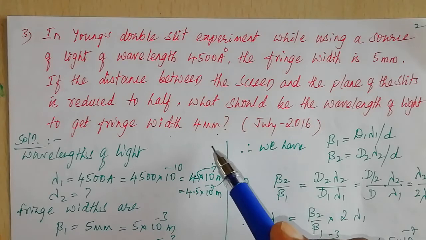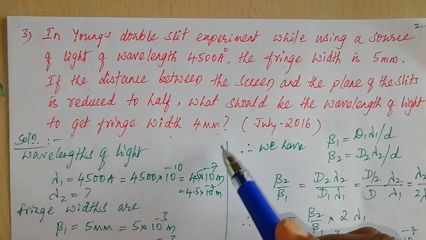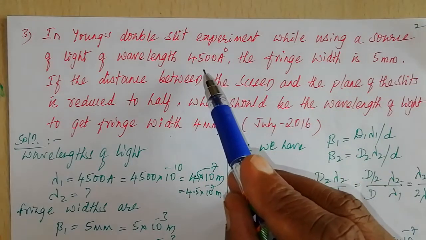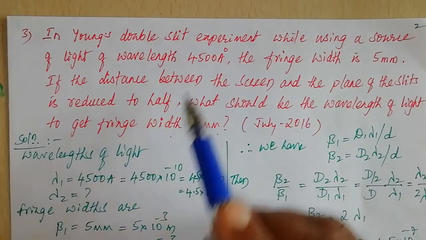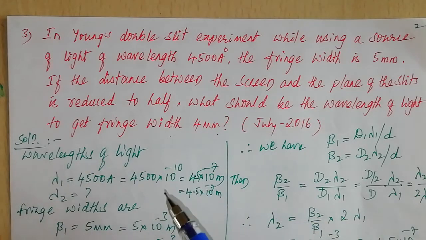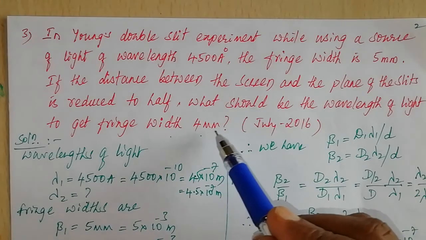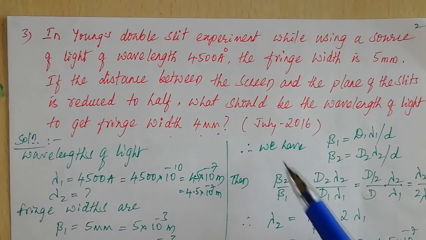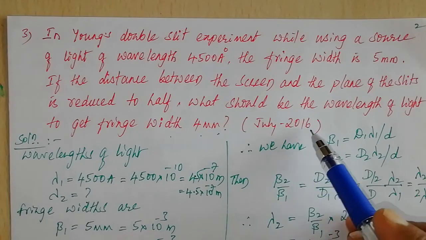So beta 2 should be of the order of 4 millimeter. Beta 1 is 5 millimeter, the screen distance is capital D, wavelength is 4500 angstrom, and D2 is half the initial distance, and the new fringe width is 4 millimeter. Then what should be the wavelength of light used in the Young's double slit experiment? This was the question in the year 2016 July.